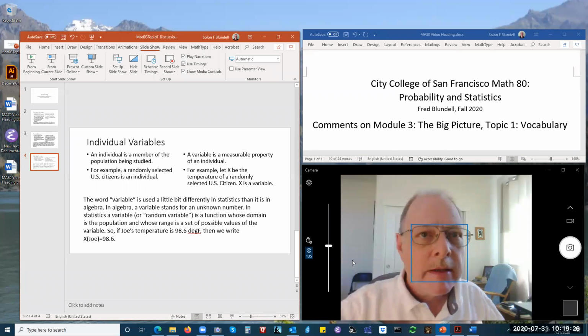And so you want to go ahead and read through the discussion in the textbook and the workbook. And then there are some homework exercises that you'll find in Canvas.